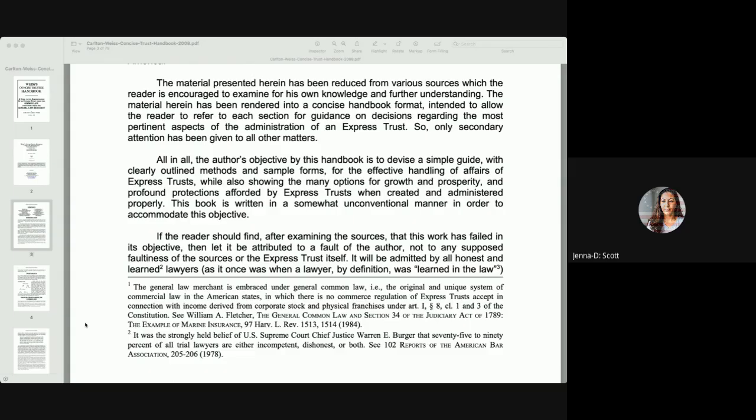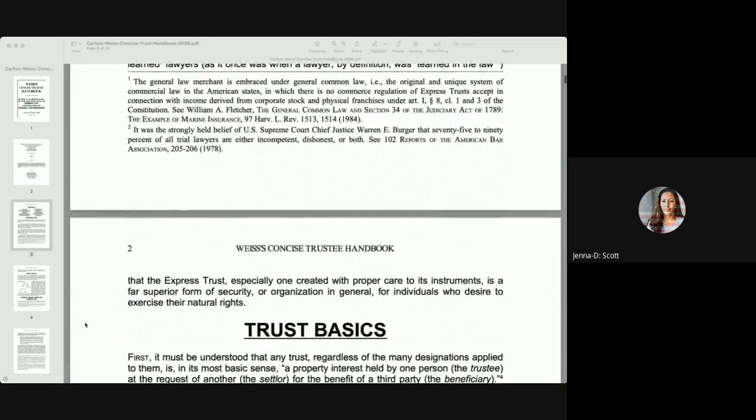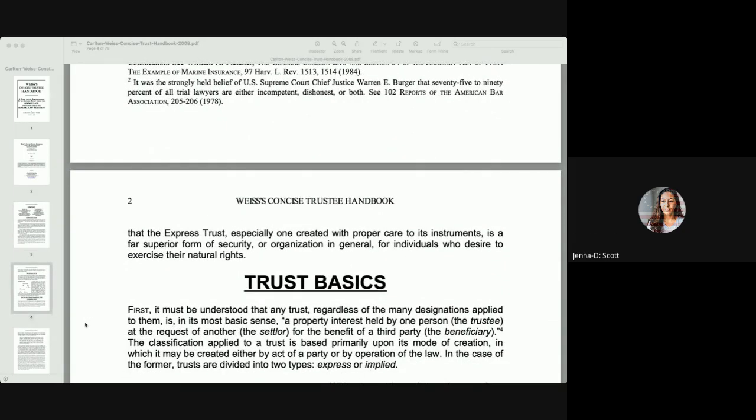It will be admitted by all honest and learned lawyers, as it once was when a lawyer by definition was learned in the law, that the express trust, especially one created with proper care to its instruments, is a far superior form of security and organization in general for individuals who desire to exercise their natural rights.